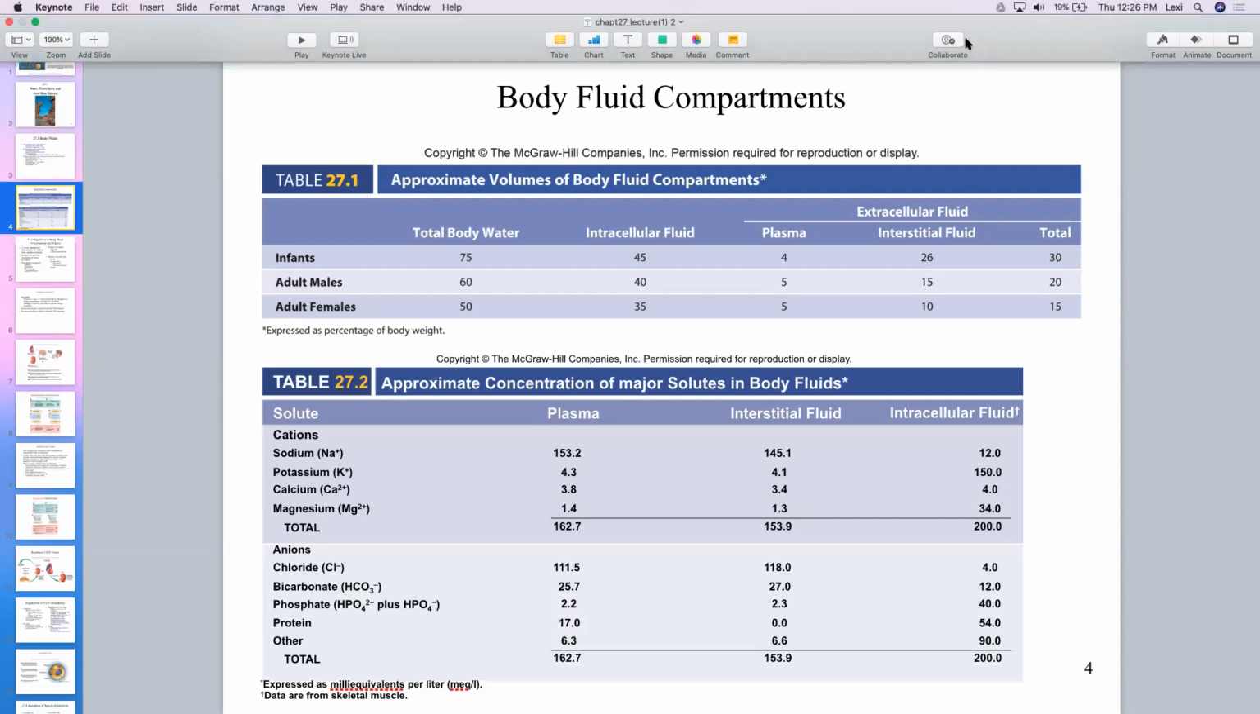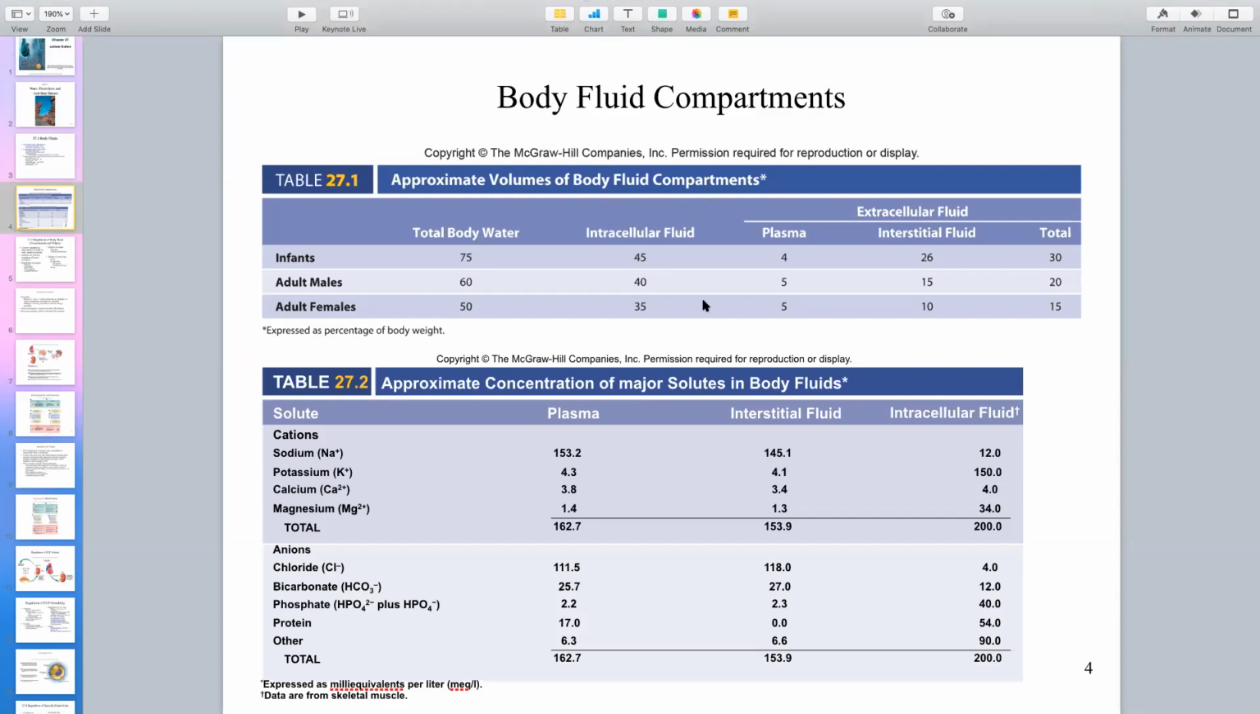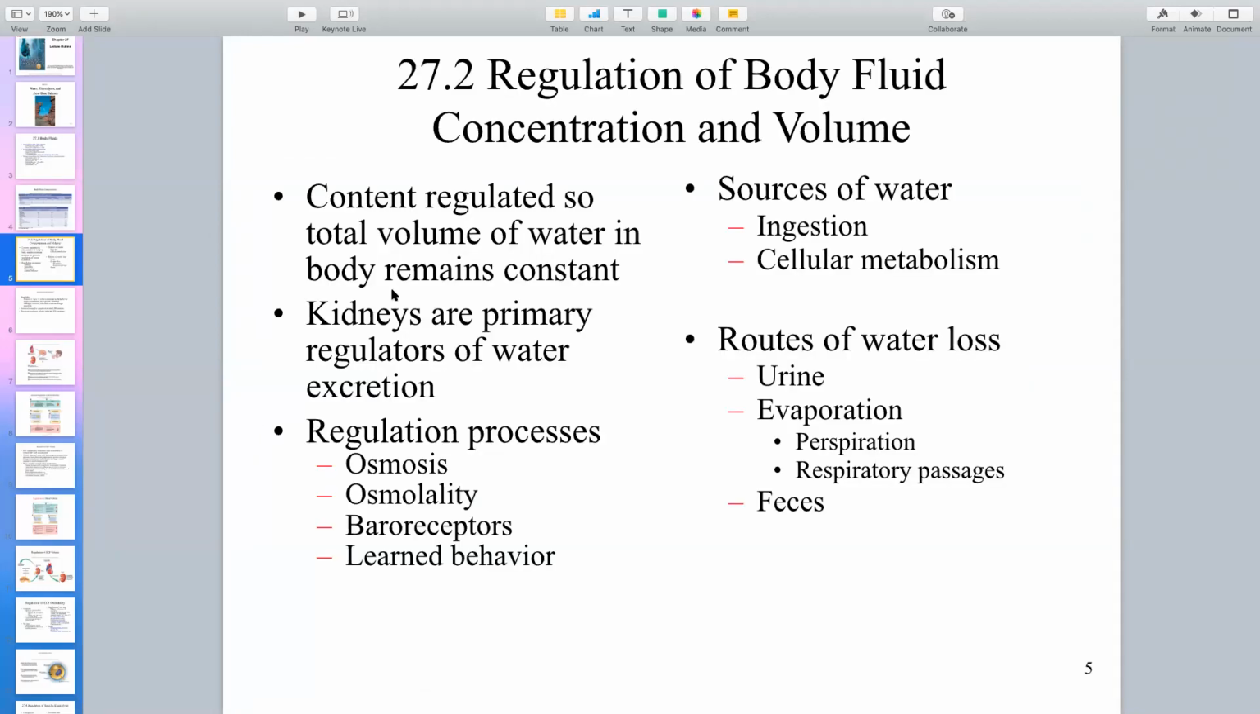Hey, Stephen, let me see if you're muted. Yeah, sorry, I was muted. What's up? Have you discussed at all some of the buffers and everything, biochemical buffers? Yeah. All right, so it should be in review, right?